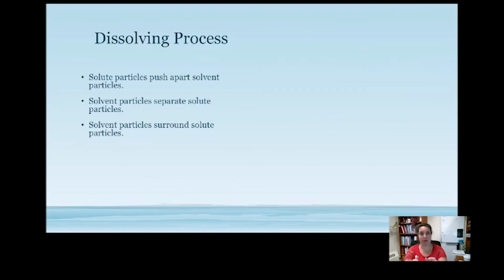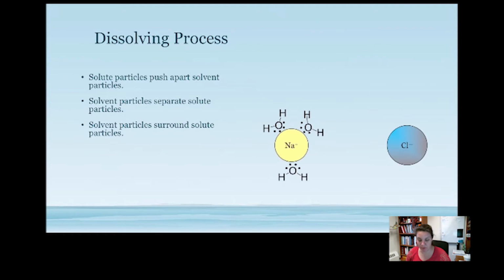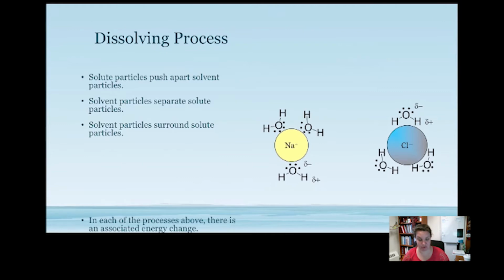So the solute comes in, then pushes apart our solvent, then the solvent comes in, pushes apart our solute, and then we have a process where our solute and solvent interact. So here's sodium chloride, and these are the interactions that we form. We have water that comes into contact with the sodium ions and the chloride ions, and that, hopefully we remember from chapter 11, is called an ion-dipole interaction.